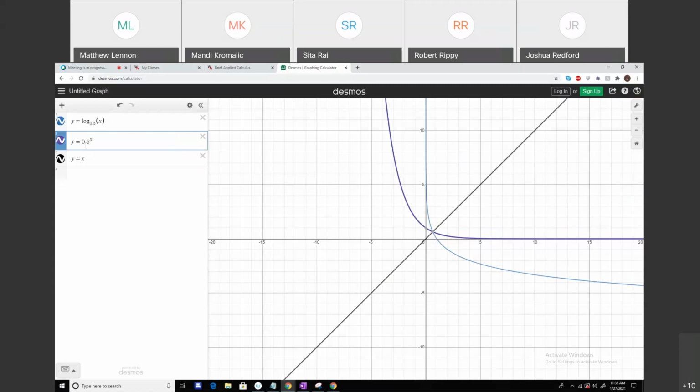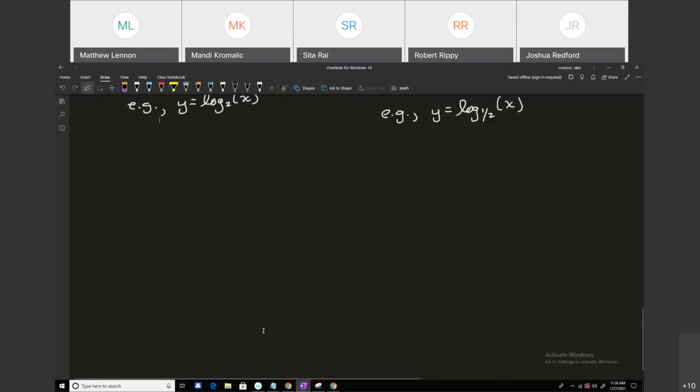So let's continue. Let's start looking at some of the properties of logarithms, and that's where we use them for solving equations.